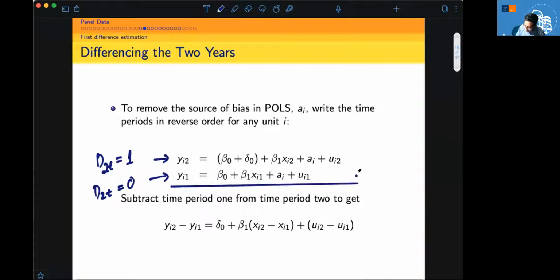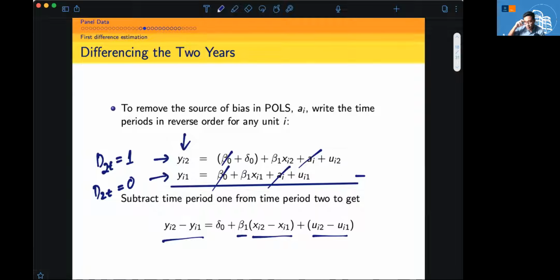We're going to take the first difference of these two periods. If you take the first difference, we get the outcome in the second period minus the outcome in the first period. Since beta 0 is eliminated, you're just left with delta 0, then beta 1 times the change in the explanatory variable of interest across time, and also the delta shocks. Now, what's interesting is that you actually eliminate the unobserved heterogeneity.